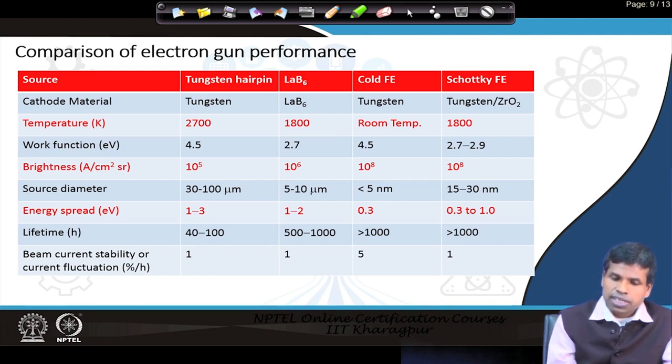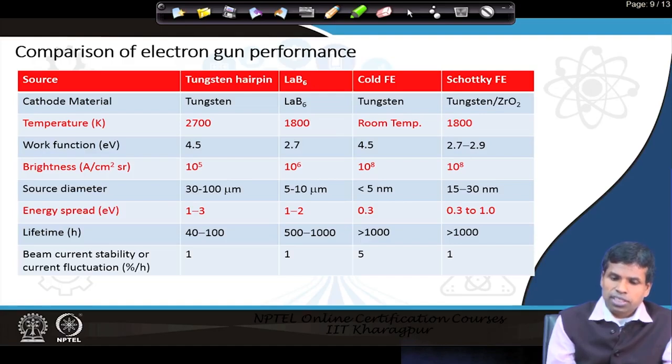Source diameter means the tip diameter, from where the electrons are emitted. For tungsten hairpin, it is around 30 to 100 micrometer, but for LaB6, it can be reduced to 5 to 10 micrometer. But for the cold field emission gun, it is less than 5 nanometer. Because of the very sharp tip, less than 5 nanometer, we can emit the electrons by just applying the field instead of temperature. In the case of the Schottky emission gun, the source tip diameter is a little larger. Therefore, we need temperature.